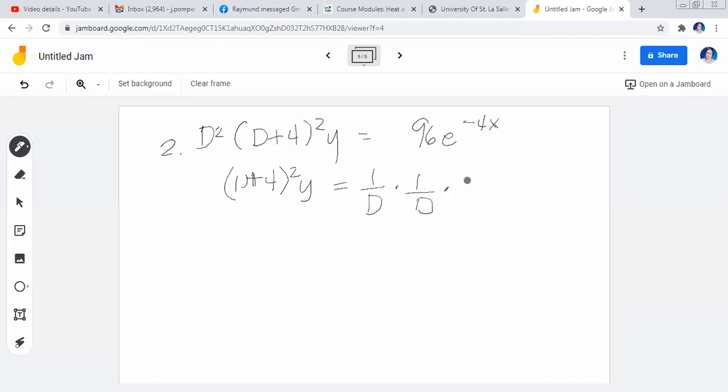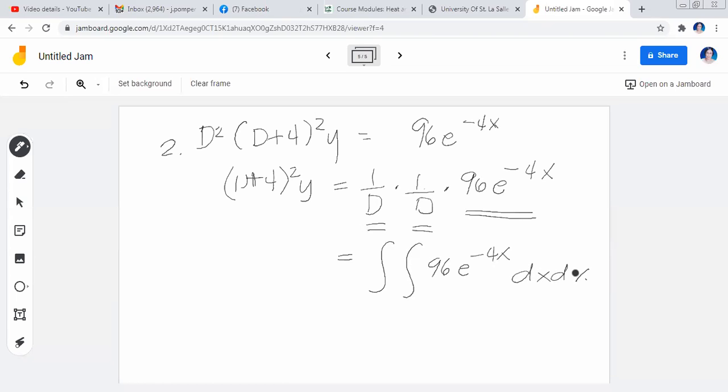And this is to be multiplied to 96e raised to negative 4x. We call this class the inverse operator. So take note of that. It's the inverse operator. And seeing this later, when you process your non-homogeneous differential equation, means that you will integrate your given g of x, depending on the number of 1 over d factors you see. Since you see two 1 over d factors, that would mean that you will integrate 96 e raised to minus 4x twice.